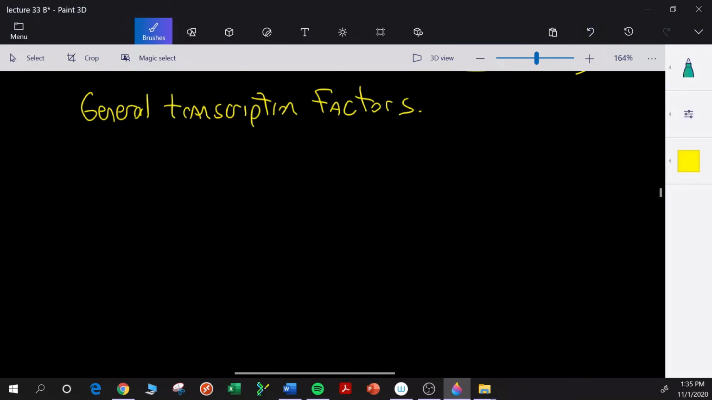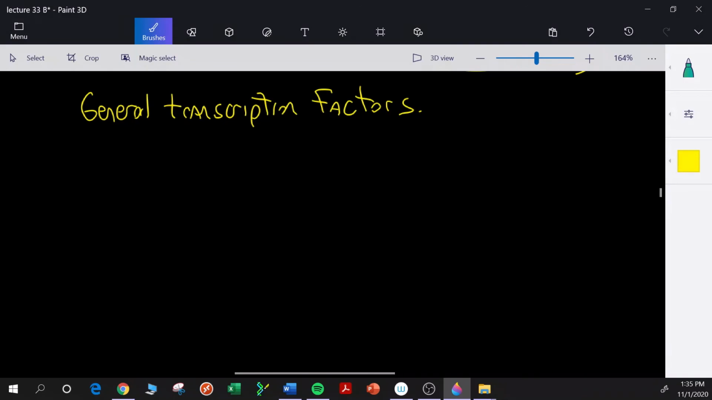Okay, so let's take a look at the general transcription factors. Now these factors are protein complexes. Some are individual proteins, some are complexes. These are the ones that are needed to load RNA polymerases onto the promoter to start transcription.